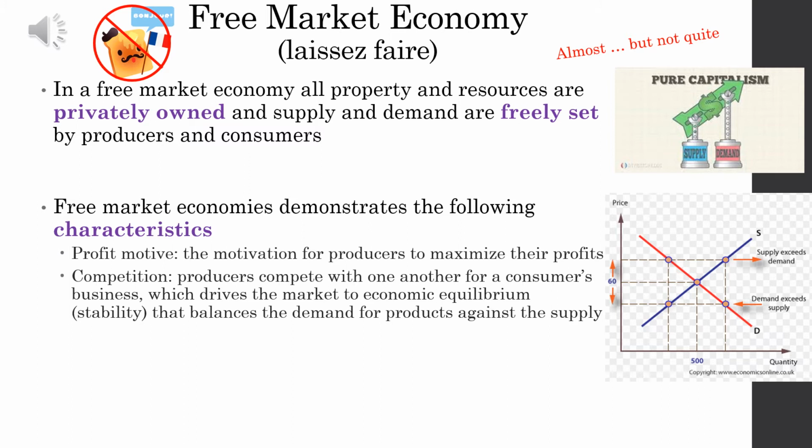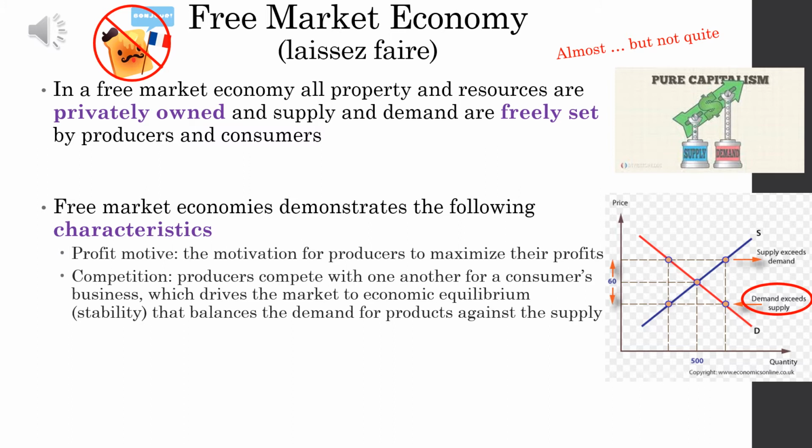So here's how it works. The red line is the demand line. If you make too many goods after a while, you've put so many goods on the market that there's not enough consumers to buy them. When that happens, demand exceeds supply, and the producers can't make any money.